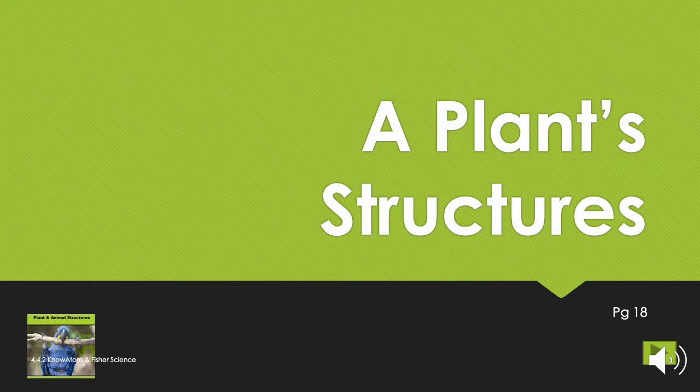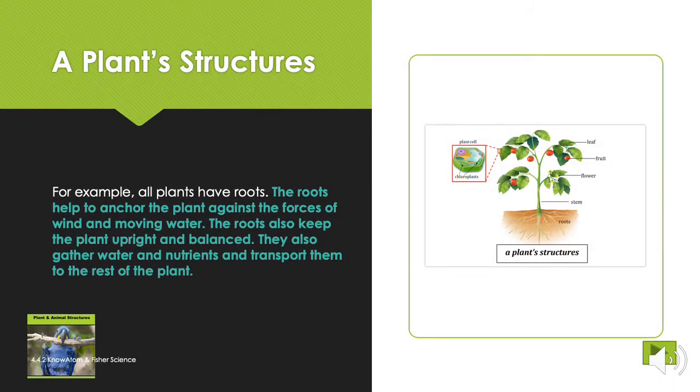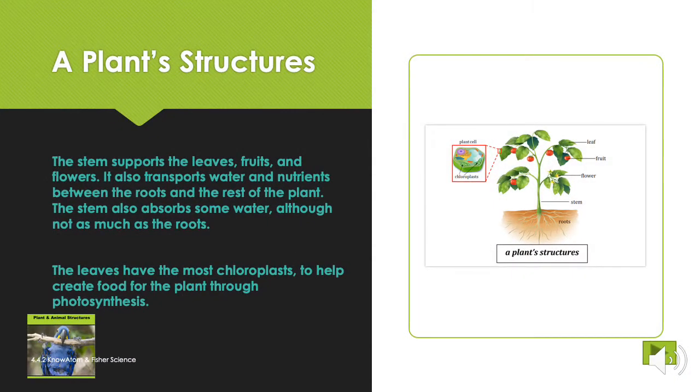A plant's structures. For example, all plants have roots. The roots help to anchor the plant against the forces of wind and moving water. The roots also keep the plant upright and balanced. They also gather water and nutrients and transport them to the rest of the plant. The stem supports the leaves, fruits, and flowers. It also transports water and nutrients between the roots and the rest of the plant. The stem also absorbs some water, although not as much as the roots. The leaves have the most chloroplasts to help create food for the plant through photosynthesis.